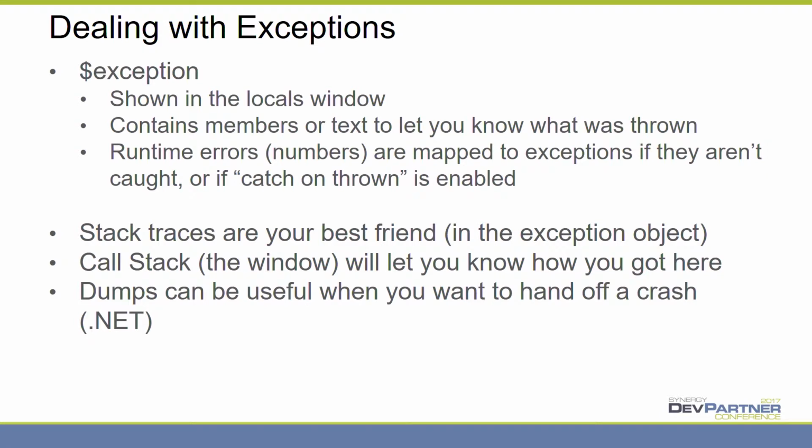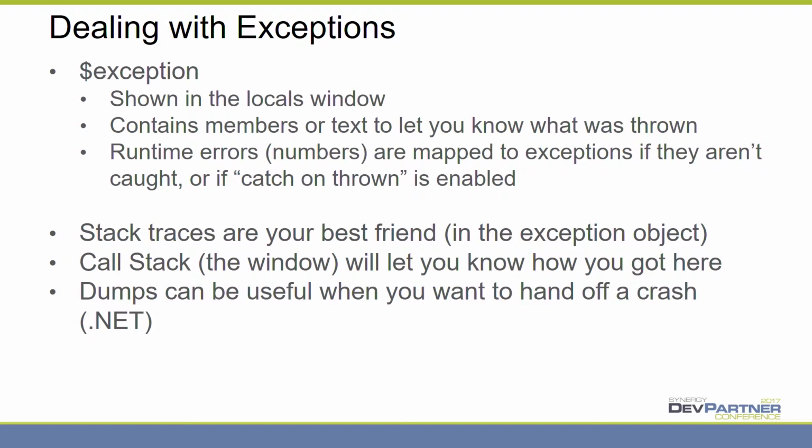So when that exception does get thrown, what do you do? How do I know what the exception was? Inside of your locals window, you're going to see this thing called $exception. It'll just be like any other local, and it will tell you the text of what was thrown, or the members of the exception object that's been thrown, or the runtime error, and we've mapped that runtime error number into whatever the text is that's associated with that runtime error.